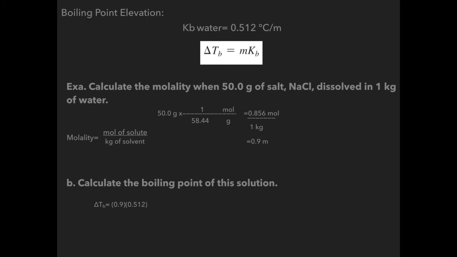Okay? So with that ignored, my delta TB is 0.5 degrees Celsius, which means that by adding that salt, it's going to raise the boiling point of water by 0.5 degrees Celsius, which means that the new boiling point of water is going to be 100.5 degrees Celsius.